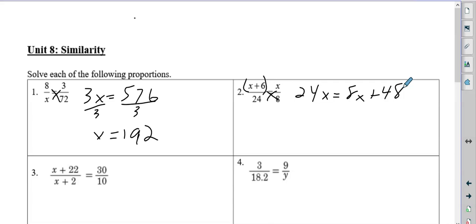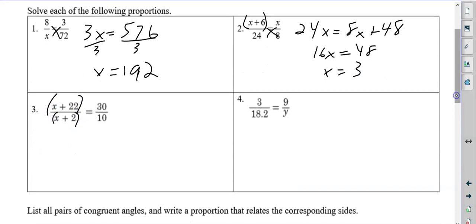Now I'm going to subtract 8x from both sides, which would give me 16x equals 48. Divide by 16, x is 3. Again, on number 3, you have parentheses that should be applied so you don't mess up the distribution. So it's going to be 10 times x plus 22. So that's 10x plus 10 times 22, which is 220. And 30 times x and 30 times 2.